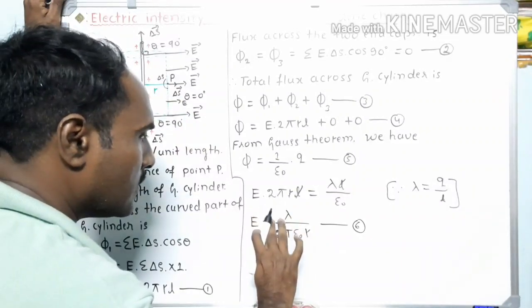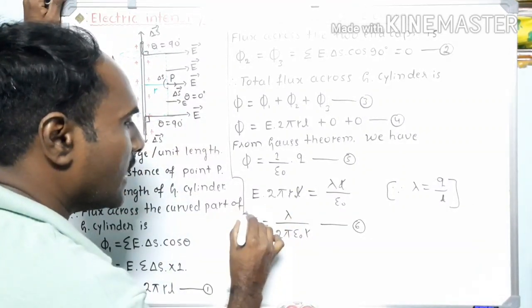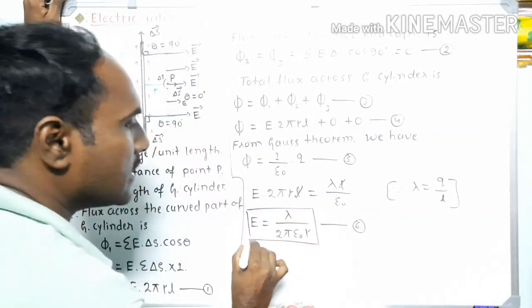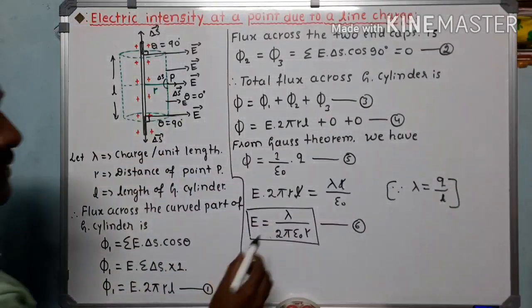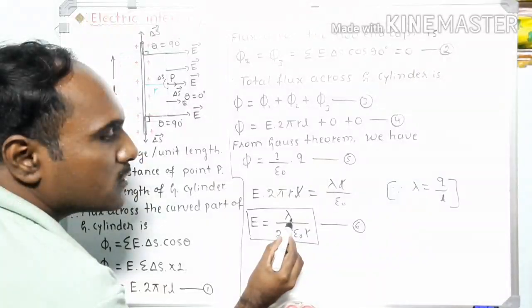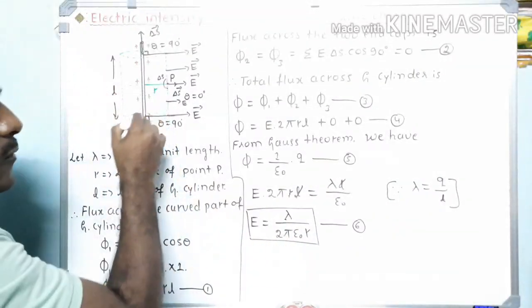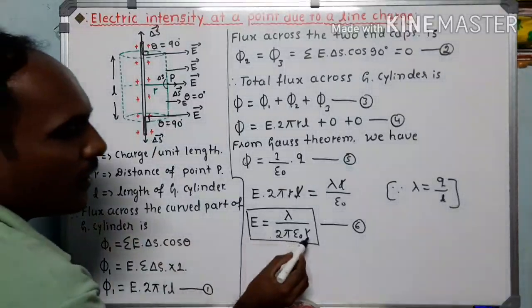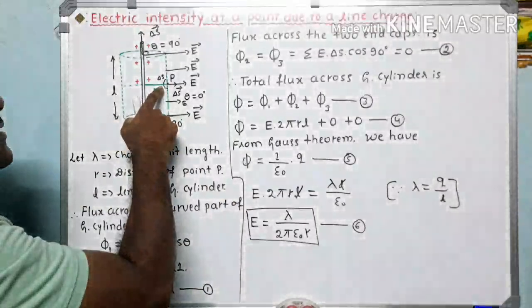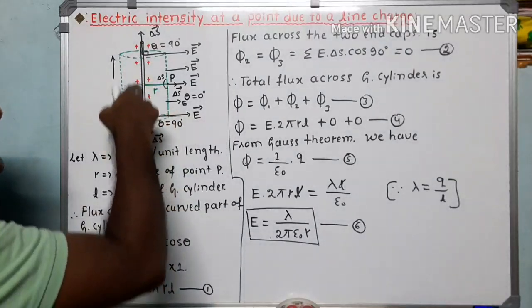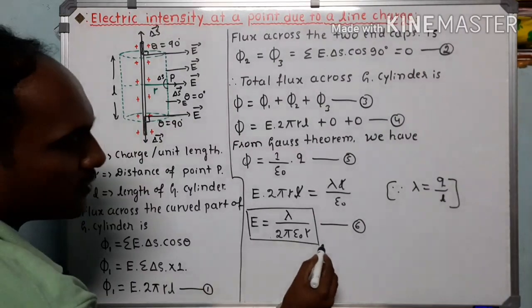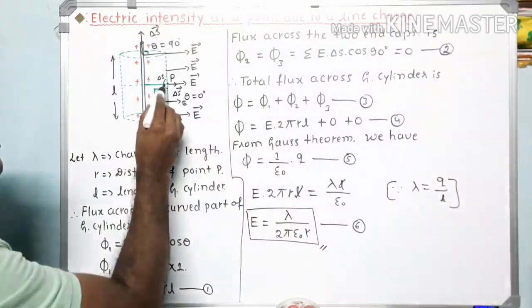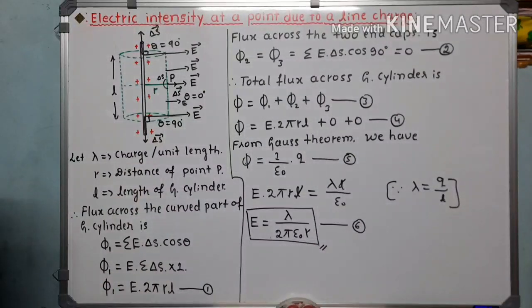This is the expression for electric intensity at point P due to the charged wire. Here lambda is the amount of charge per unit length of the wire. Getting the idea? r is the perpendicular distance of the point P from the axis of the wire. Getting the idea? This is the expression for electric intensity at point P due to a charged wire.